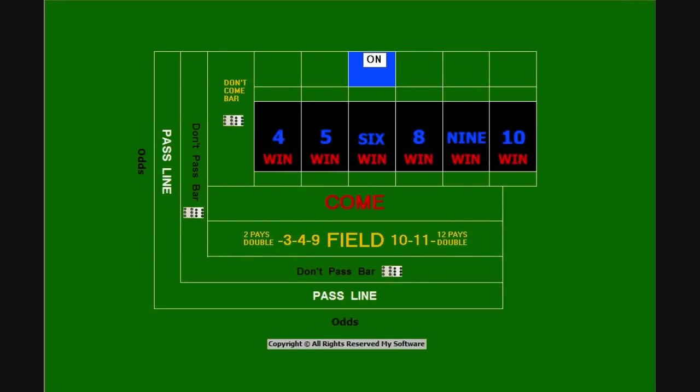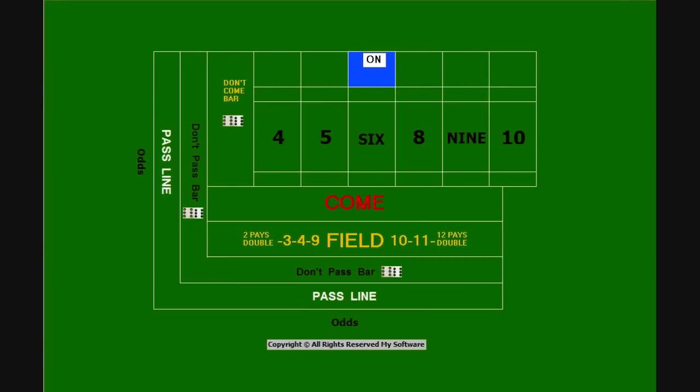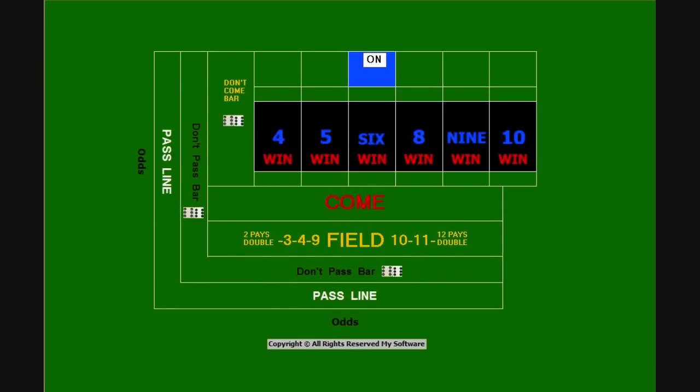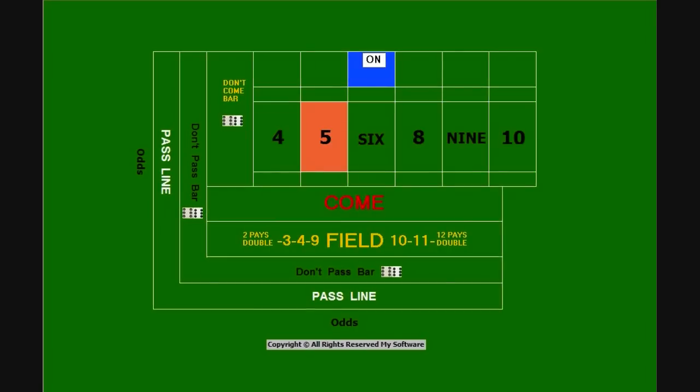If 4, 5, 6, 8, 9 or 10 is rolled before 7 is rolled, come bet and odds on that number win. If 5 is rolled before 7 is rolled, come flat bets on 5 win and are paid even money. Come bet odds on 5 win and pay more than even money. Payouts on odds are explained in detail in Lesson 3. Come bet and odds on 4, 6, 8, 9, and 10 push.